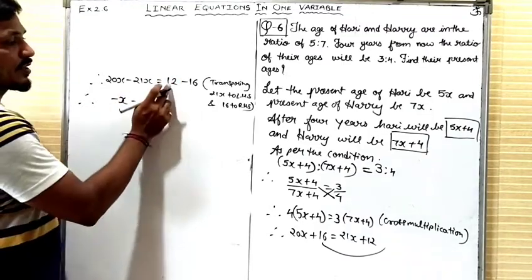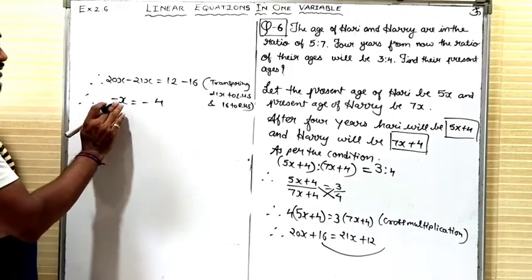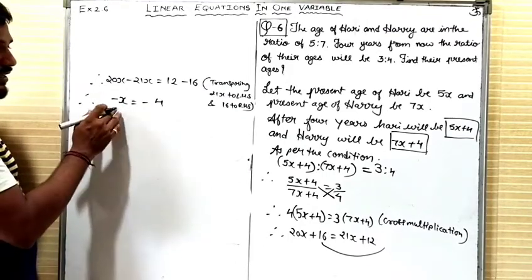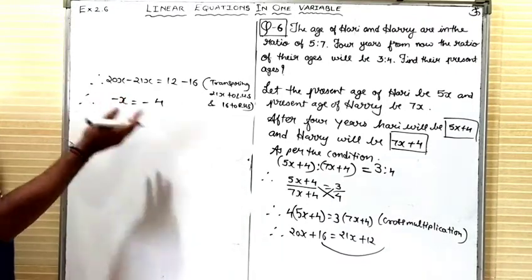And here also 12 minus 16, that is negative 4. Here we found both values are negative. So directly the value of x will become positive, but we have to show it in method. Value of a variable cannot be negative.